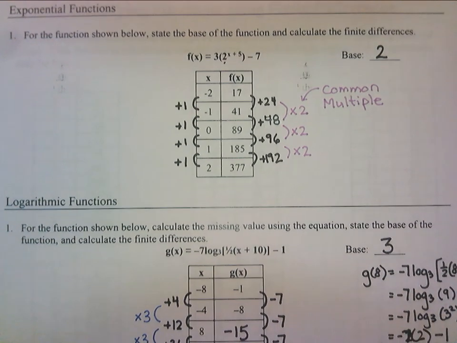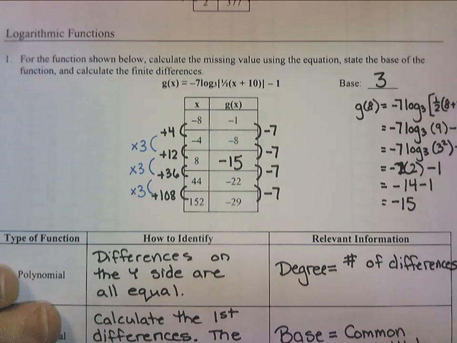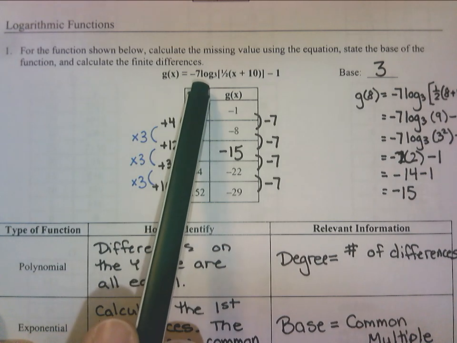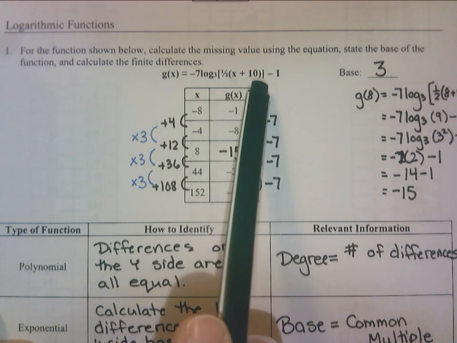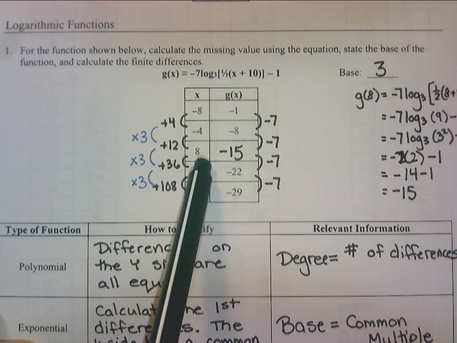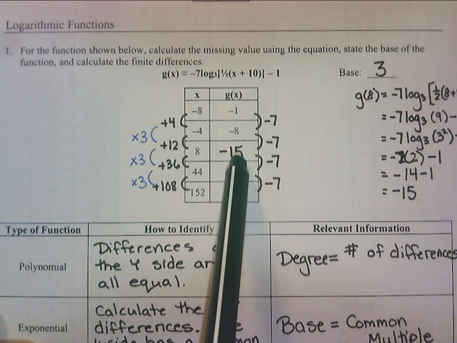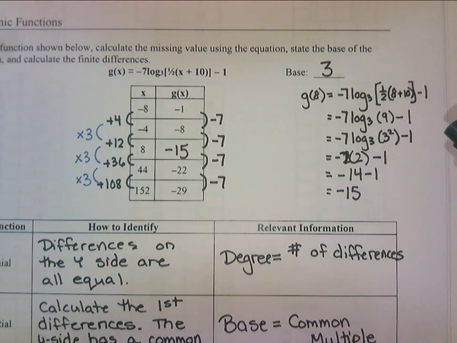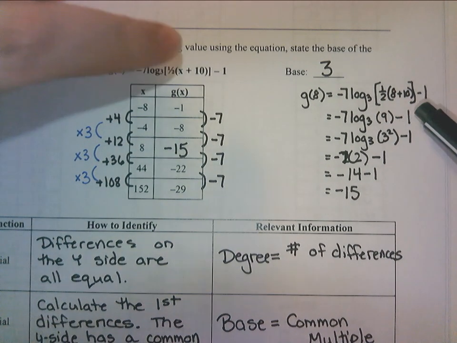Okay, we're going to take a look at logarithmic. So our logarithmic functions, it says, for the function shown below, calculate the missing value using the equation, state the base of the function, and calculate the finite differences. So I have g of x is negative 7 log base 3 of 1/2 x plus 10, minus 1. And the number that was missing, because it mentions finding the missing value, was the y value that went with 8. So over at the side, I calculated the value by putting 8 in for x.